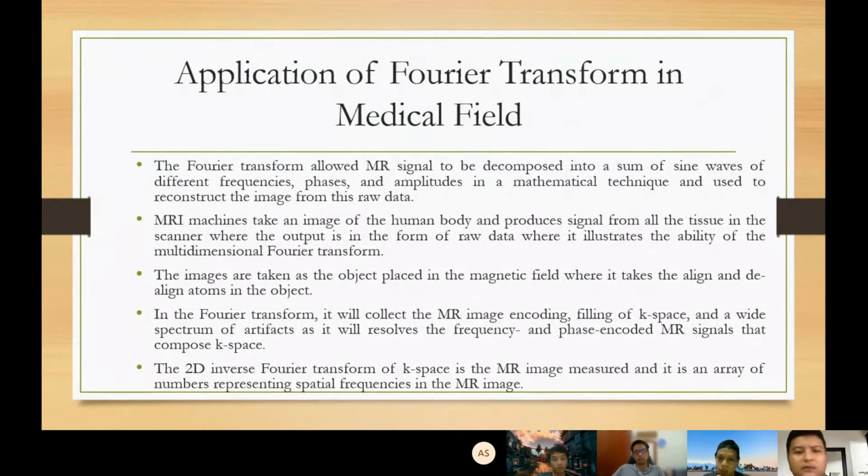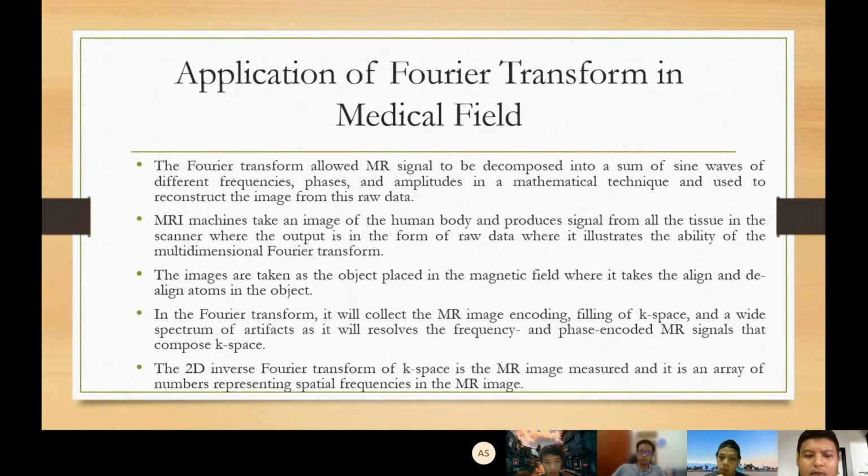The MRI machine takes an image of the human body and produces signals from all the tissue in the scanner, where the output is in the form of raw data, which illustrates the ability of the multidimensional Fourier transform. The images are taken as the object is placed in the magnetic field, where it picks up the alike atoms in the object.